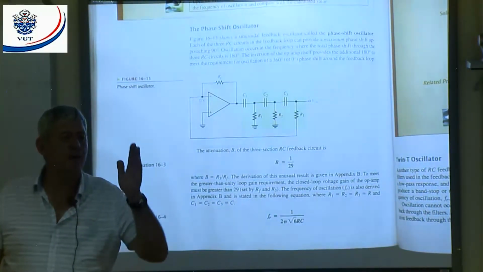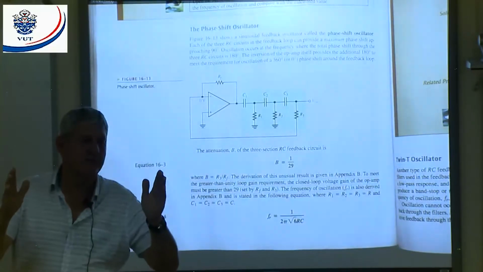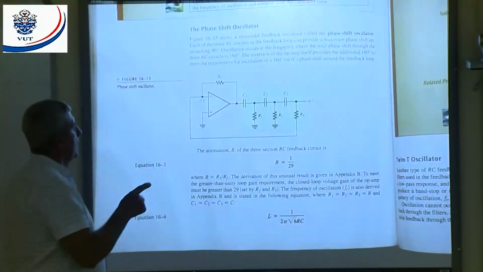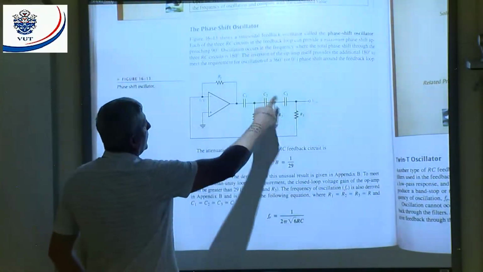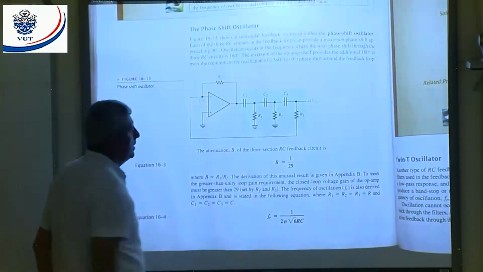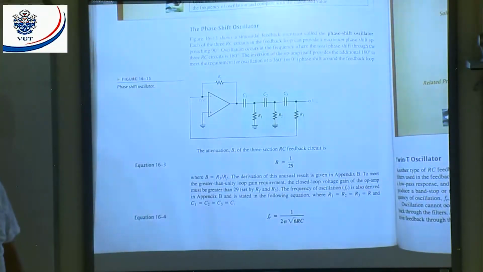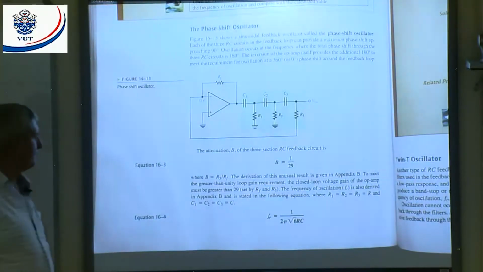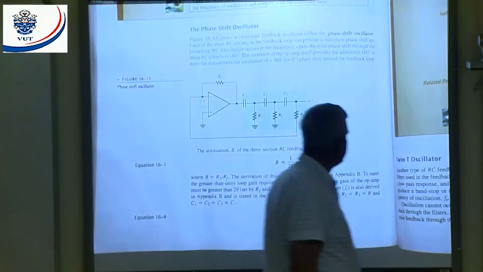You can go from, let's say, 0 to 270, but I will only get positive feedback when there's 180 degrees across my RC circuit. All right, you with me? And there's the formula. And here's an example.